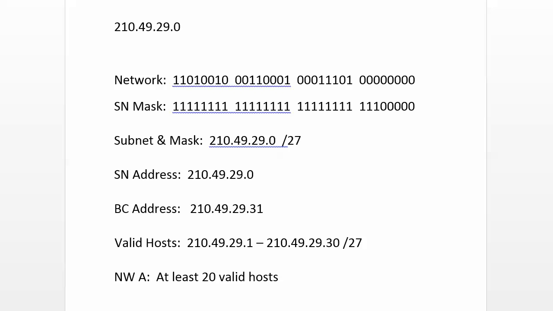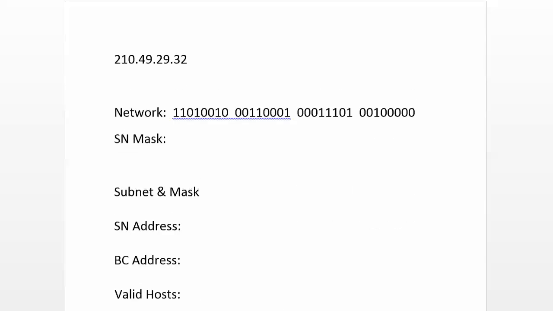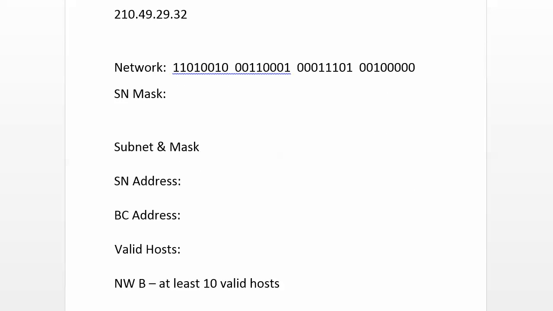You're going to the very next slice and saying, okay, I am picking up where the last one left off, and that's going to be 210.49.29.32. What I do is just write it out like this, write it out in binary, and remember to update your network number, because now it's 210.49.29.32.